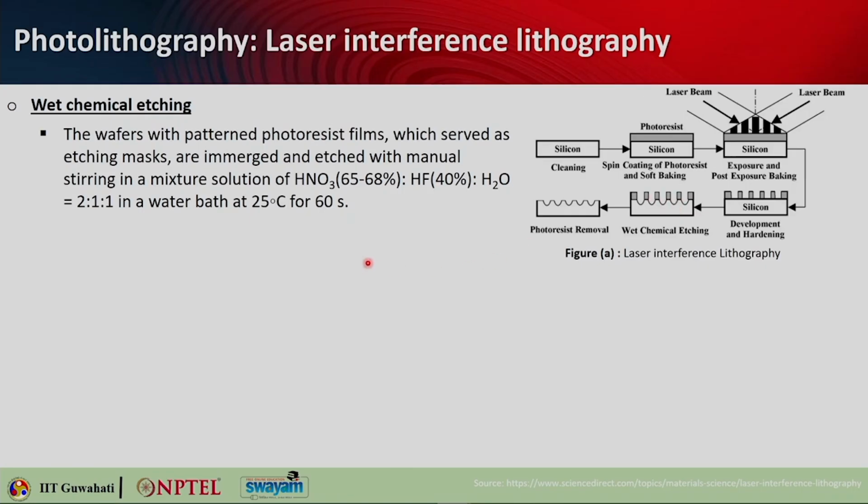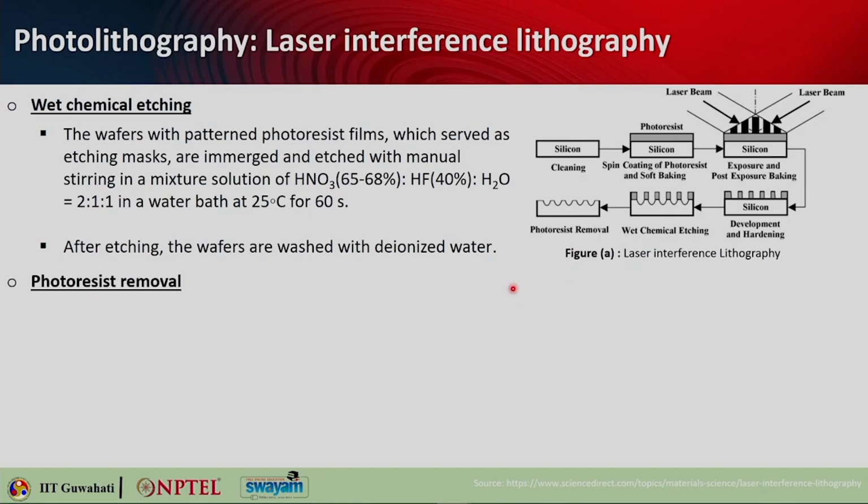Okay. So, what are the typical etchants? The wafer is immersed and etched with manual stirring in a mixture solution of nitric acid, 65 to 68% nitric acid, then hydrogen fluoride, and then water, in this ratio, in a water bath at 25 degrees centigrade, and this is the time, around 60 seconds you do it. And after etching, the wafer is washed with deionized water, and you will get this kind of a structure.